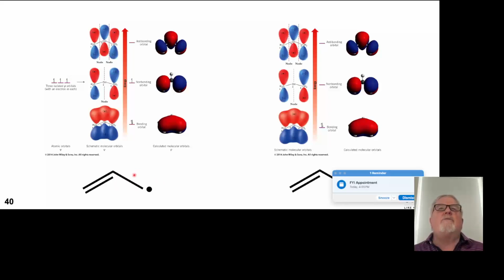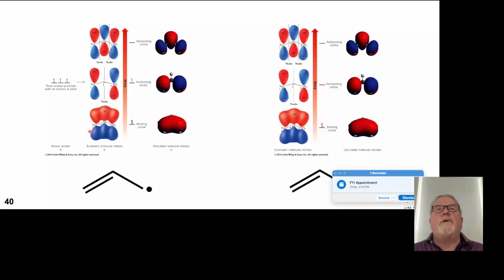Okay, so here we're looking at an allyl radical. How many electrons are we talking about in this pi system? Well, we can count them. There's going to be 2 in this carbon-carbon double bond, and we see just a single electron over here on this CH2 group at the end. So we have 3 electrons in this system.